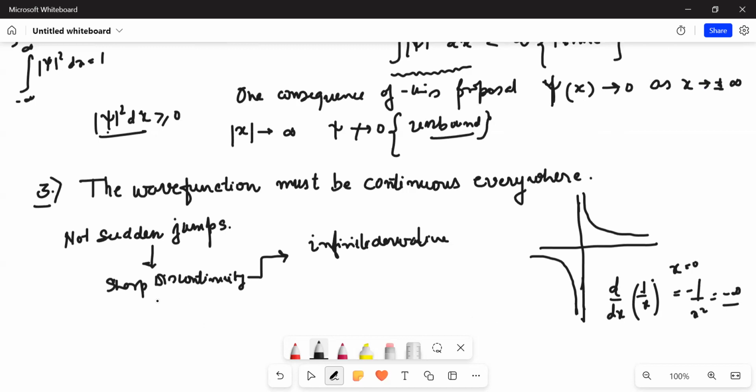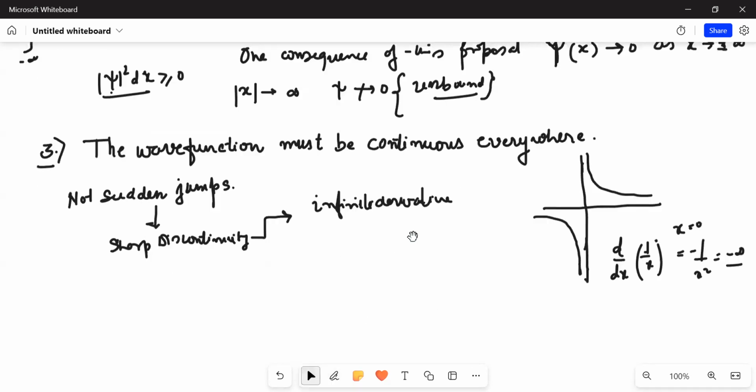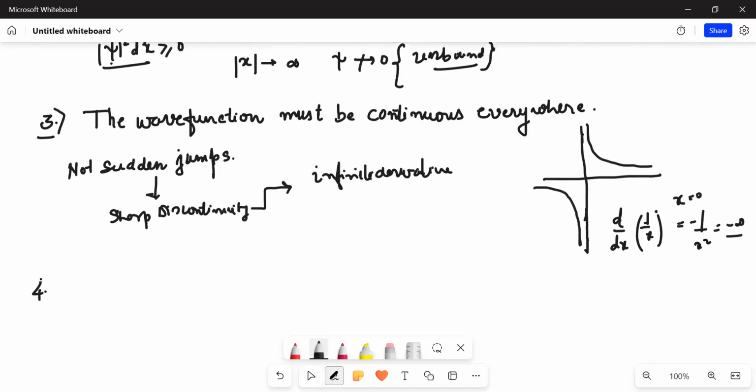Because if the function possesses some sharp discontinuity, it can be seen as a limiting case of a very rapid change of the function. And such a rapid change would mean that the derivative of the function is very large. So basically, rapid means what? A very large change has happened. So it could imply an infinite derivative. And an infinite derivative, in turn, would violate my condition number 4, which I'm writing here. So therefore, one must understand the wave function must be continuous everywhere.